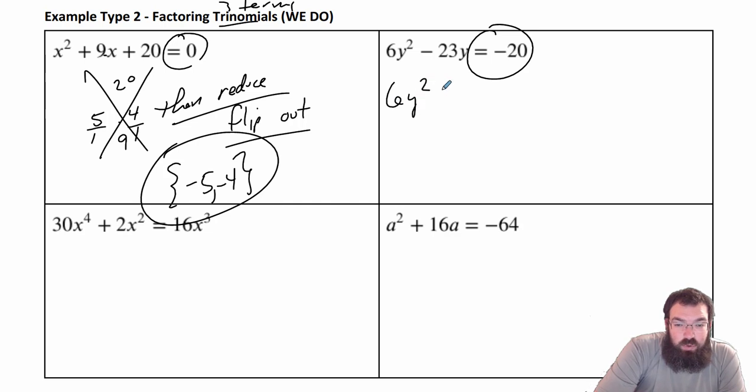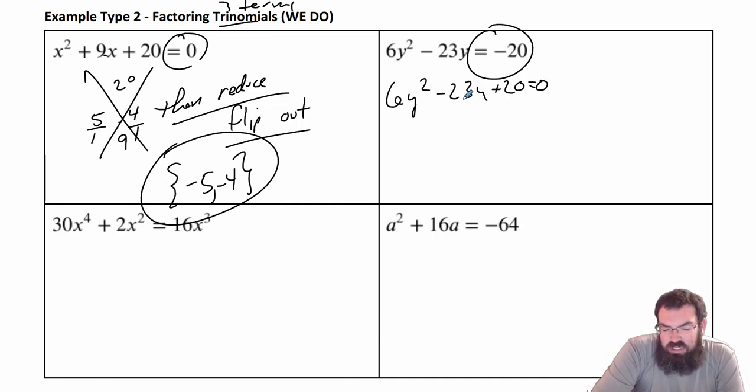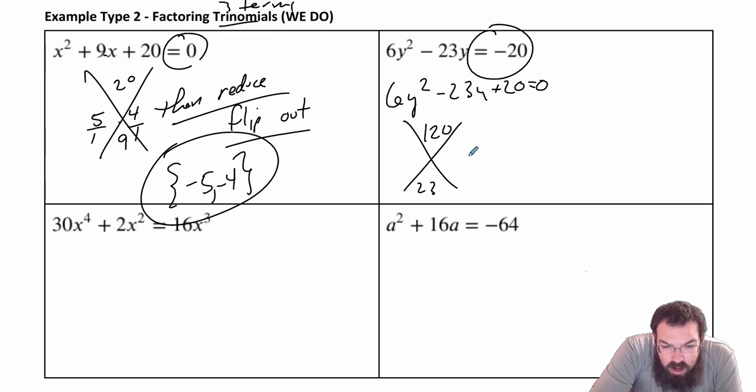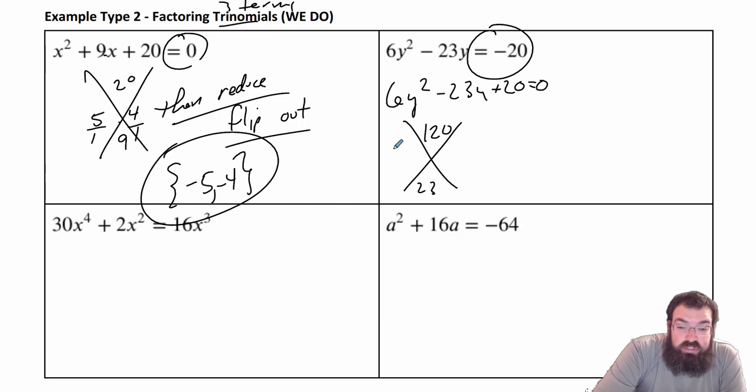I get 6y squared minus 23y plus 20 equals 0. Let's bring something out if I can, but I can't because it's not 24. So now I'm making x. I get 120 and I get 23. So these numbers here are 15 and 8. Divide by a.